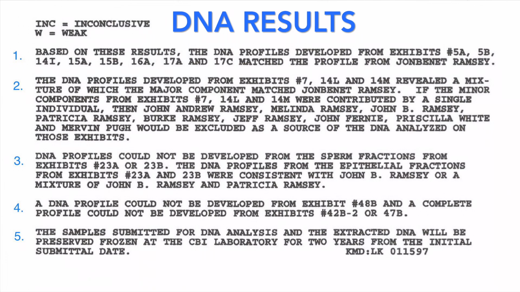Number 2, the DNA profiles developed from exhibits number 7, 14L, and 14M revealed a mixture of which the major component matched JonBenet Ramsey. If the minor components from exhibits 7, 14L, and 14M were contributed by a single individual, then John Andrew Ramsey, Melinda Ramsey, John B. Ramsey, Patricia Ramsey, Burke Ramsey, Jeff Ramsey, John Fernie, Priscilla White, and Mervyn Pugh would be eliminated.